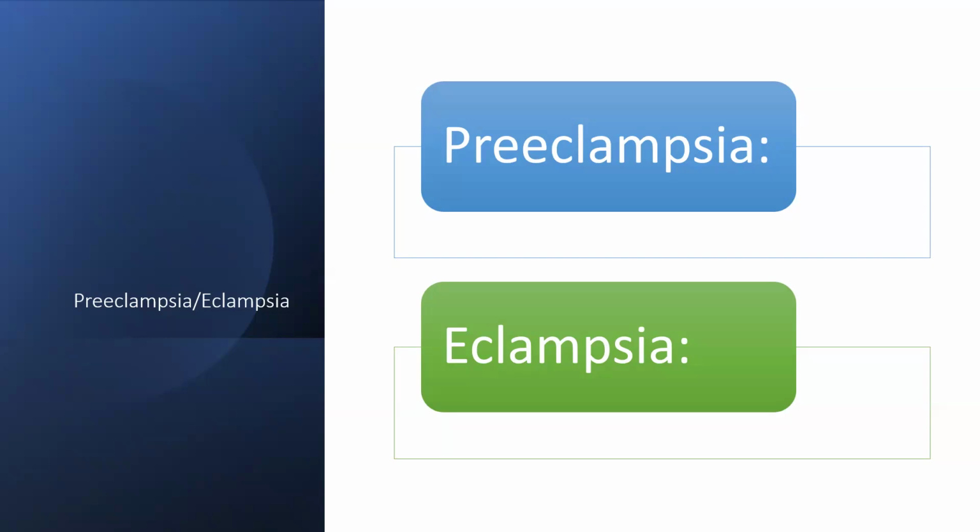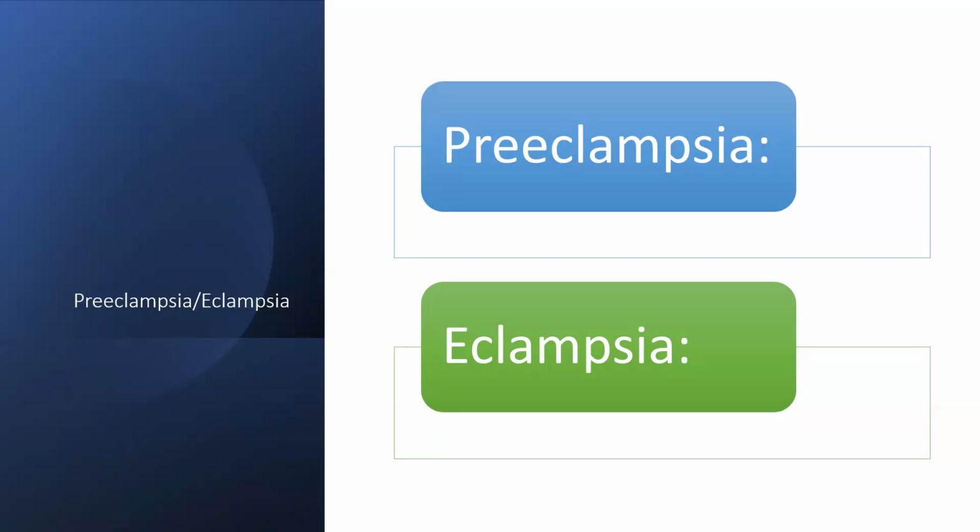And then eclampsia is a relatively rare but very serious complication of preeclampsia. Eclampsia is when the person with preeclampsia now develops seizures, and this occurs during pregnancy. It also typically occurs after the 20th week of pregnancy. Like I said, it's pretty rare. It affects less than 3% of people who have preeclampsia, but if this occurs, it requires emergency medical care.